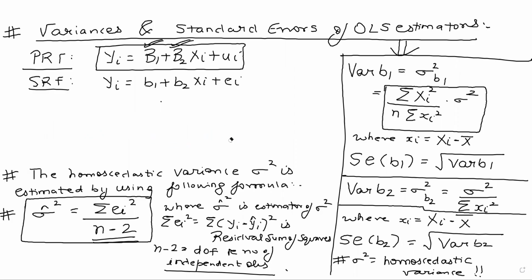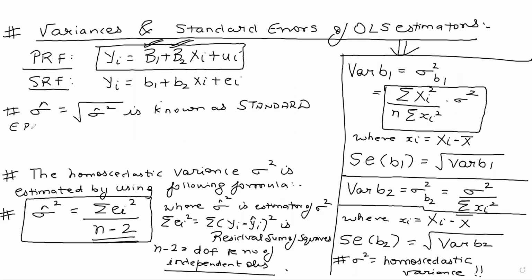Let us now define sigma hat. Sigma hat is nothing but the square root of sigma hat square. Sigma hat is known as the standard error of regression, which we also call, in short form, SER.